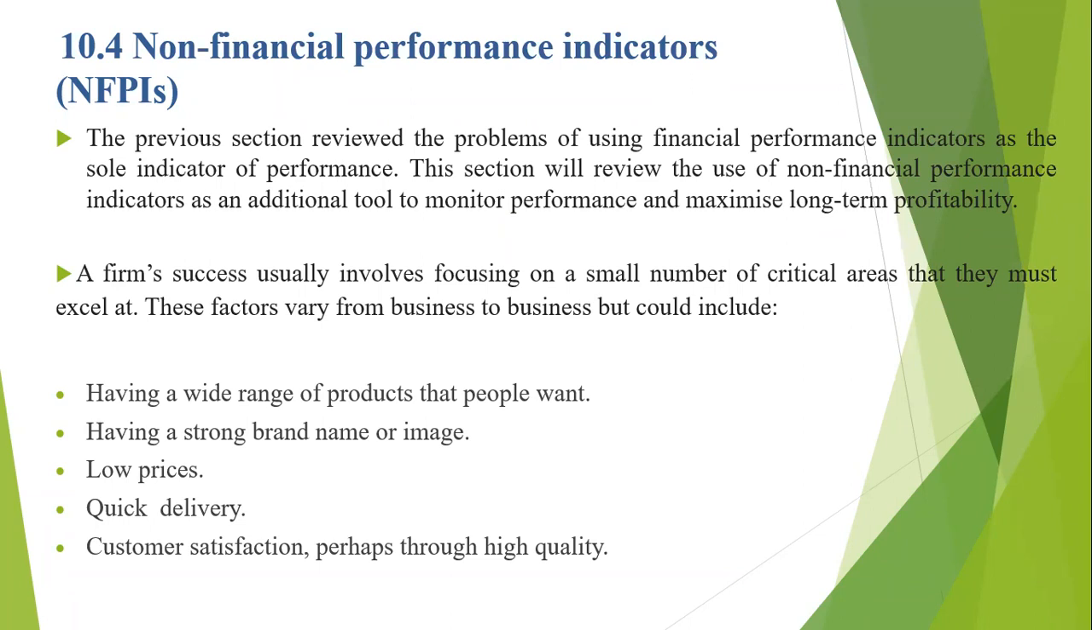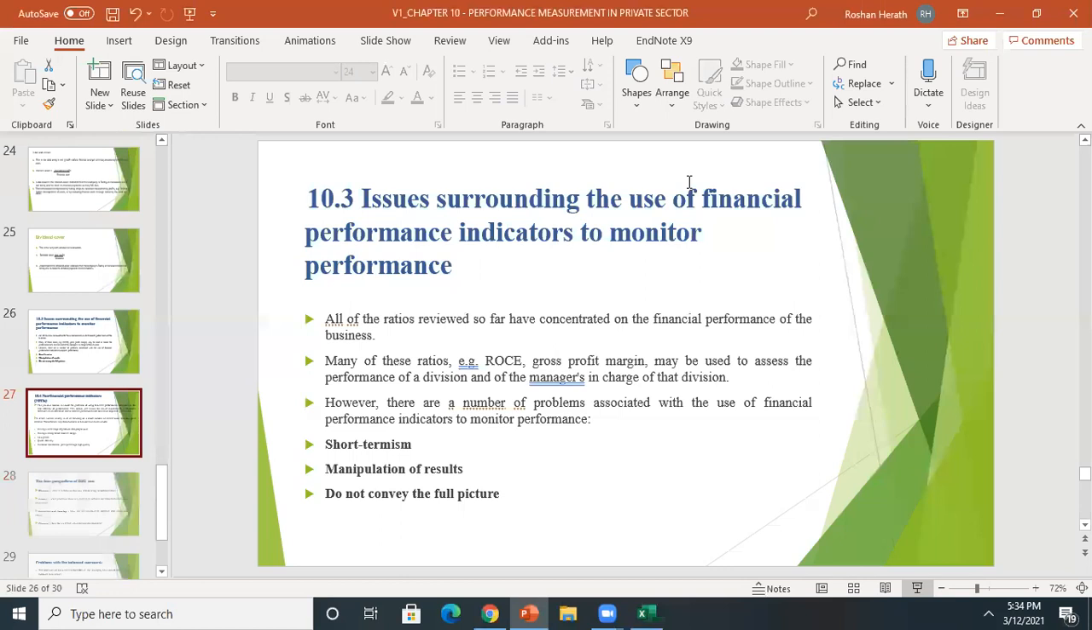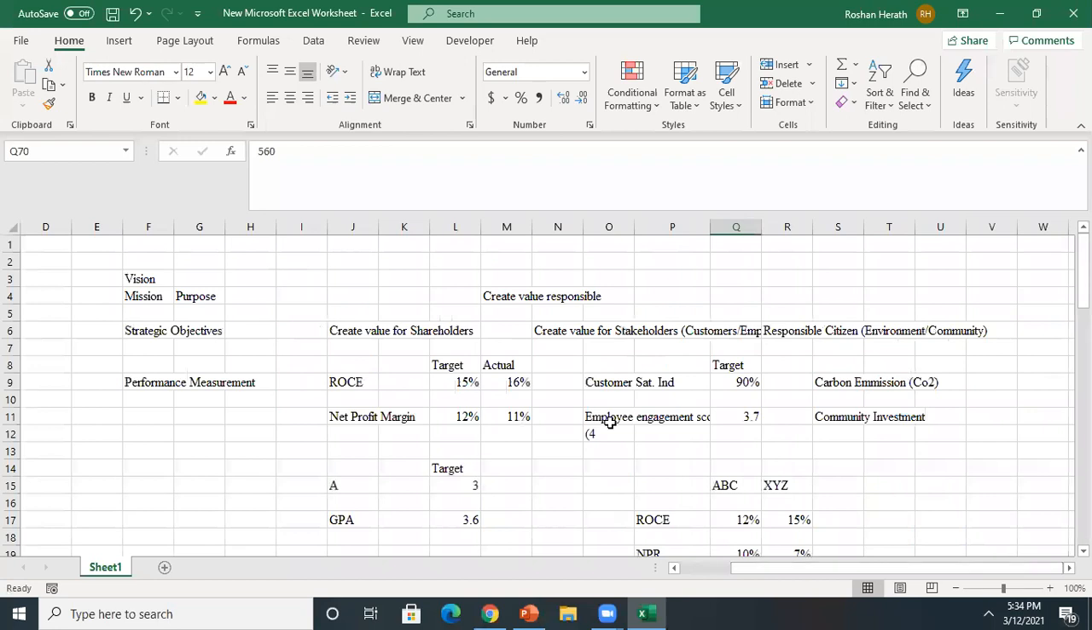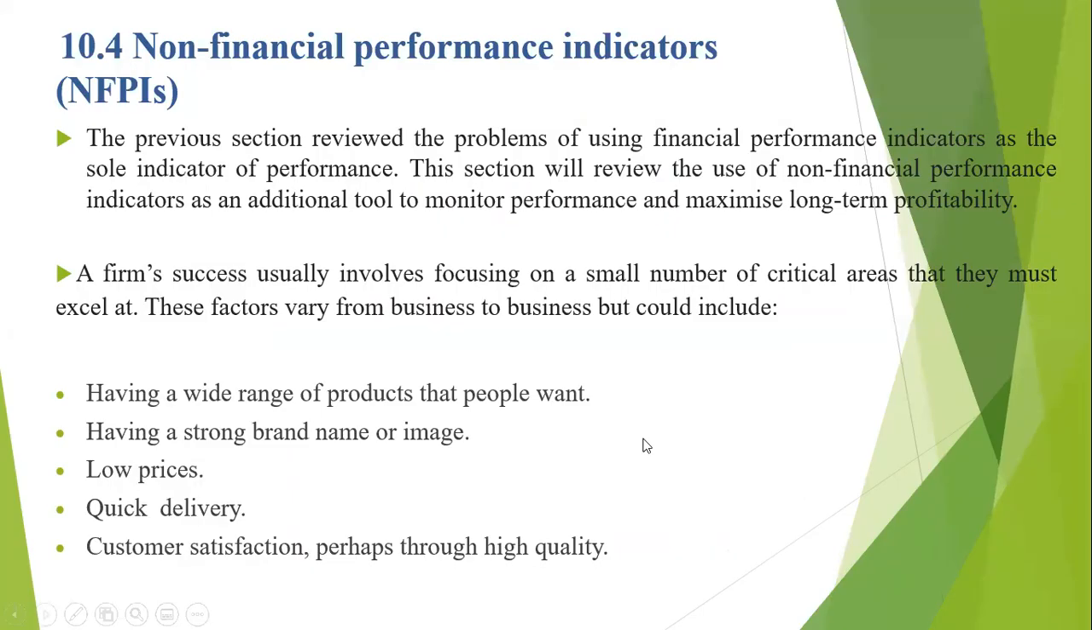So as I told you, when it comes to practice, you are not simply using the financial performance indicators by themselves. It's a combination. The very example that I took from the very beginning is a very practical, real situation. So here you could see that they are using these ratios, the non-financial as well as financial ratios. It's a combination. That's what the practice is. A firm's success usually involves focusing on a small number of critical areas that they must excel at.